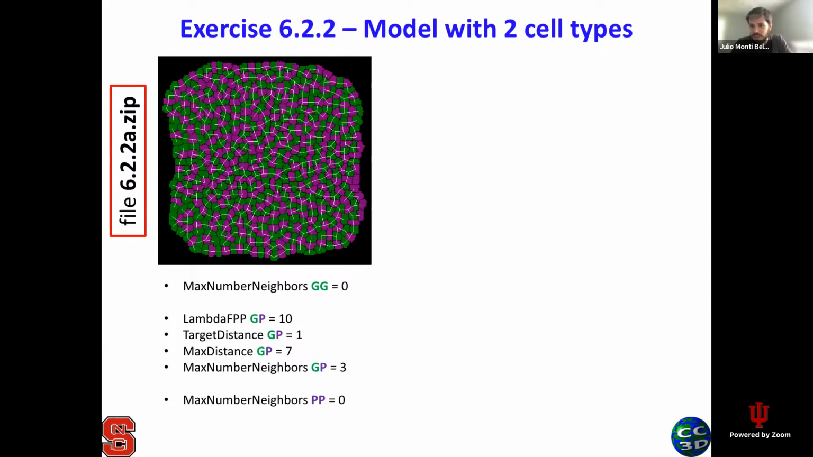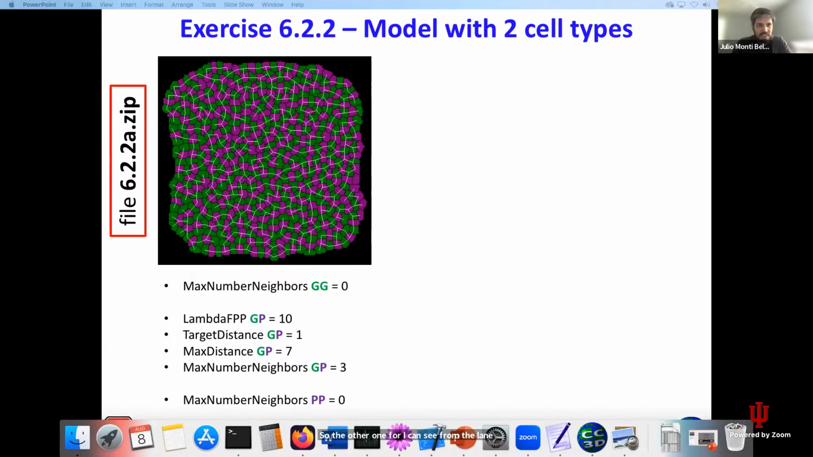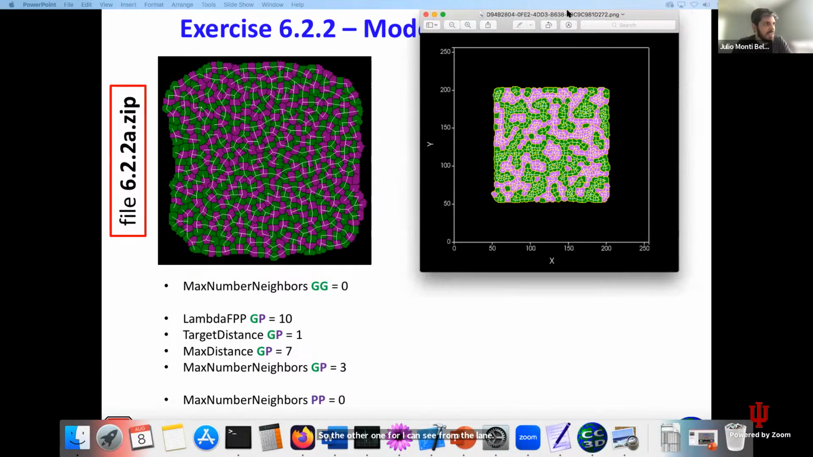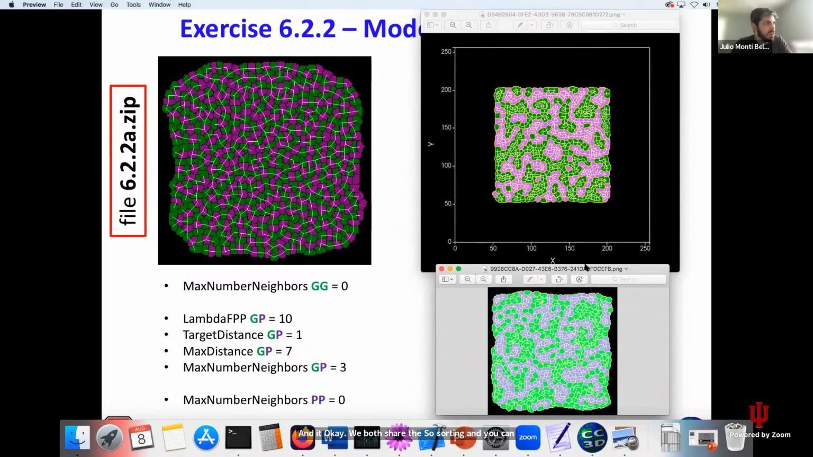So the other one, from what I can see from Elaine and Pete, they both share the cell sorting, and you can see they both use the strategy of having only links between cells of the same type and not allowing links between cells of different types. So yes, that promotes the clustering of the cells.